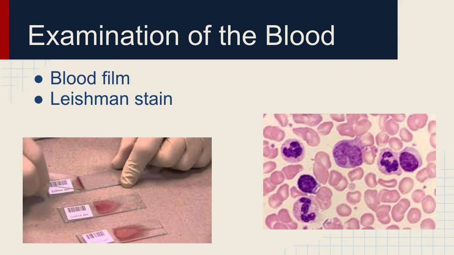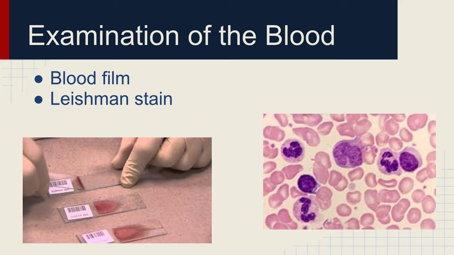How to examine blood? Examination of the blood is by preparing what is called a blood film. We obtain a drop of blood and put it on a slide and spread the blood film by another slide. Let it dry and then stain it with a special stain for the blood called Leishman stain. Leishman stain is a compound stain containing basophilic and acidophilic stains.